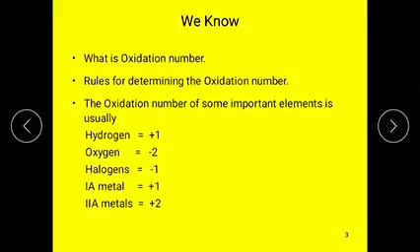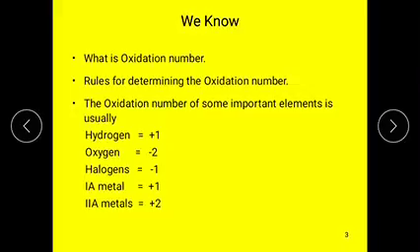The oxidation number may be 0, plus 1, plus 2. Sometimes it may have all types of values. It may be 0, positive or negative. Sometimes it may have fractional values. Fractional values.